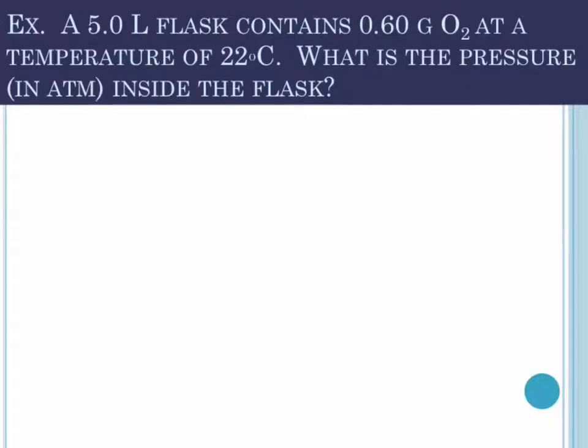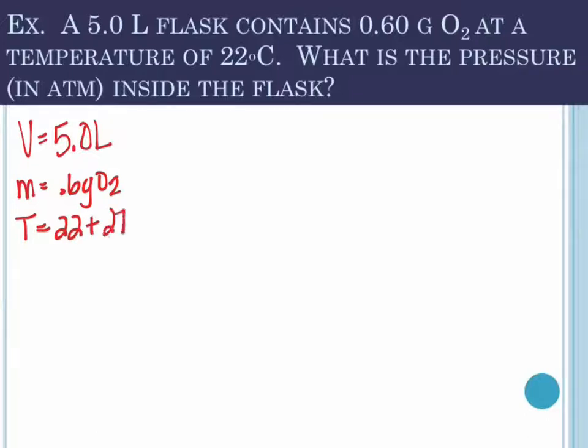So here we go. 5-liter flask. Liters is what unit or what variable? Volume. Contains 0.6 grams. Okay, so we have a mass. So it's 0.6 grams of oxygen. At a temperature of 22 degrees Celsius, so T is 22 plus 273, 295. What is the pressure? So P is what we're looking for in the flask.